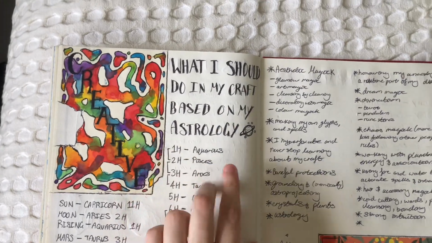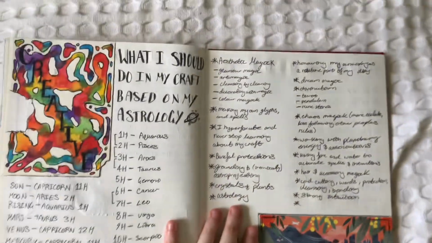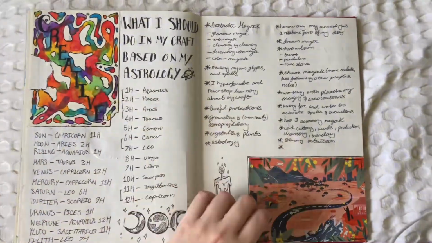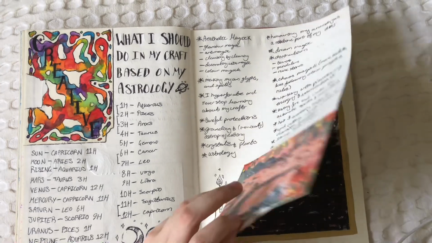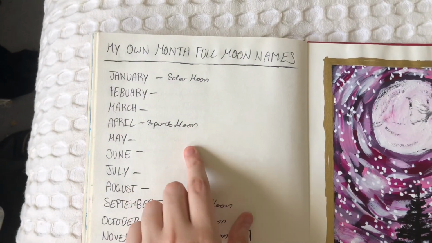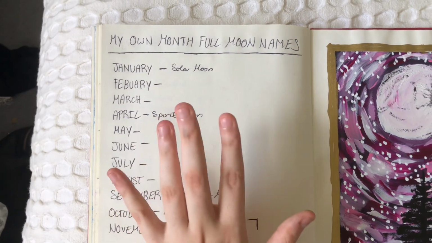This is like what I should do based on astrology in my craft. I don't necessarily do all of this, but it is just something I like to do. I wanted a place to stick these in mainly. I never ended up finishing this. I was going to do my own full moon names because I live in the southern hemisphere, so the moons are different as it is.